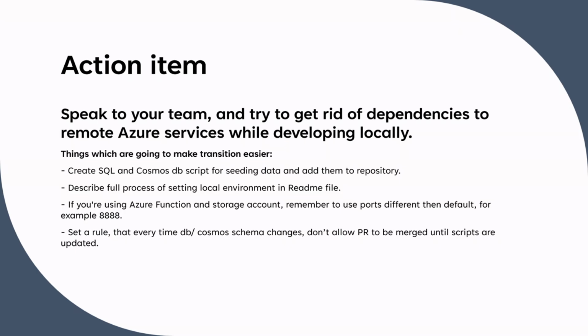Also, if you are using Azure Function and you have your own storage account, remember to use ports different than default, like 8888, because Azure Function's storage account uses default 10,000. And set a rule within your team that every time the database or Cosmos DB schema changes, you don't allow a PR to be merged until scripts are updated. In that manner, you will always have the last version of a script, so you will have pretty easy development when there are things changing along the way.